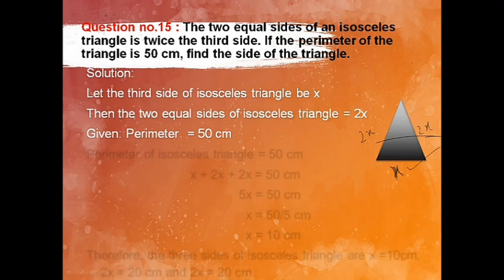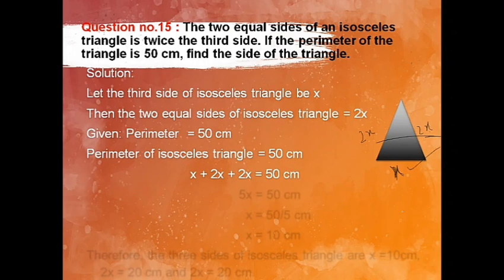So we know the perimeter of the triangle is given, so by using the perimeter we can find the sides. Perimeter of the isosceles triangle equals 50 centimeter, and the perimeter means nothing but the sum of all sides, the sum of all three sides. It means we will add these three sides. So that is x plus 2x plus 2x equals 50 centimeter, as we have considered the three sides as x, 2x and 2x.